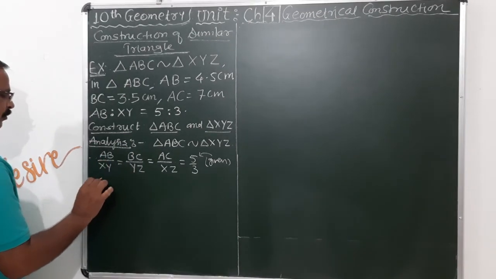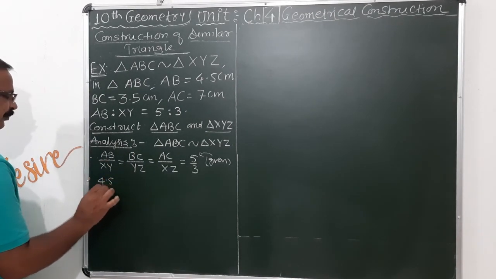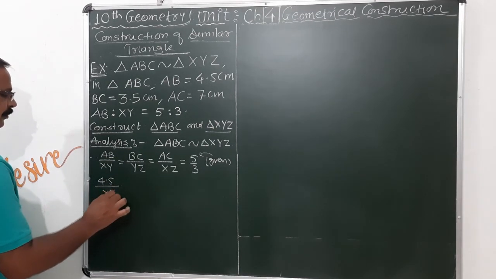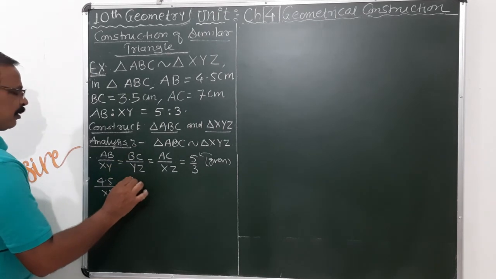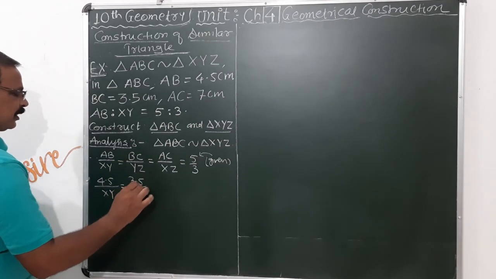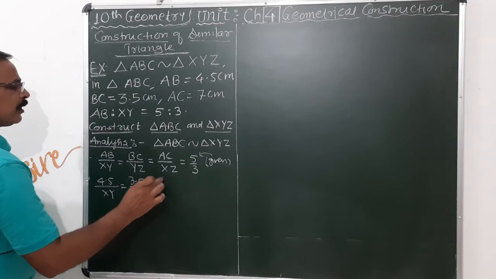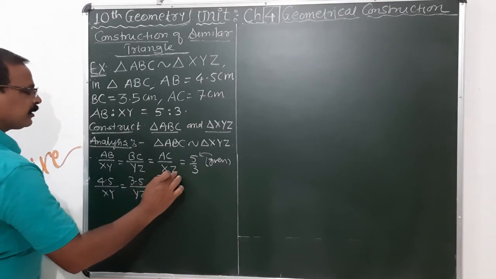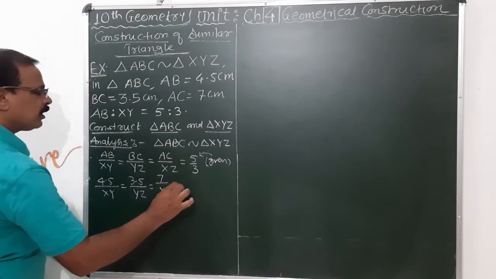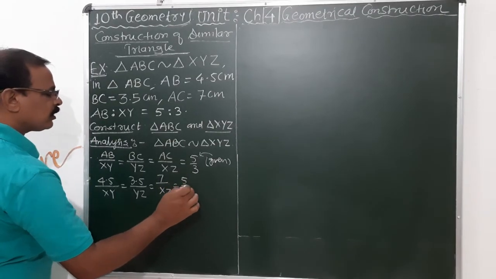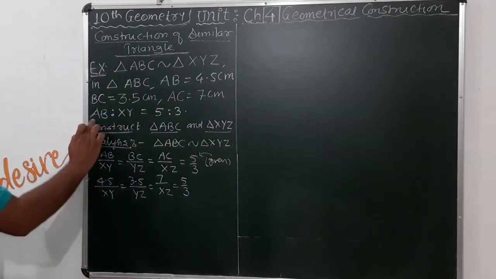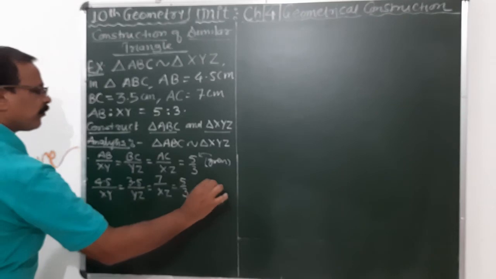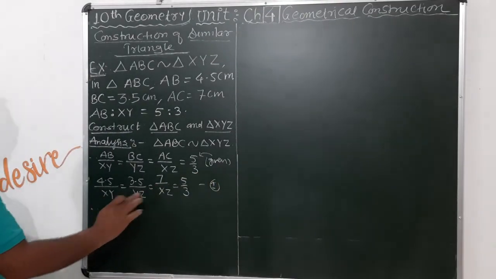AB we know that this is 4.5 centimeter, and XY we don't know. BC is equal to 3.5 is given. YZ we don't know. AC is equal to 7, and XZ we have to find out, and this is 5/3. Actually this 5/3 is given here. So therefore from this we can find the value of XY, YZ.